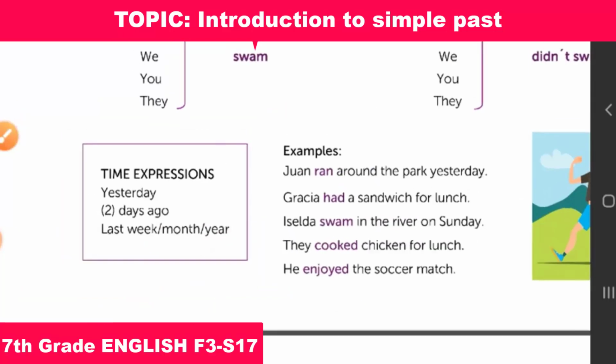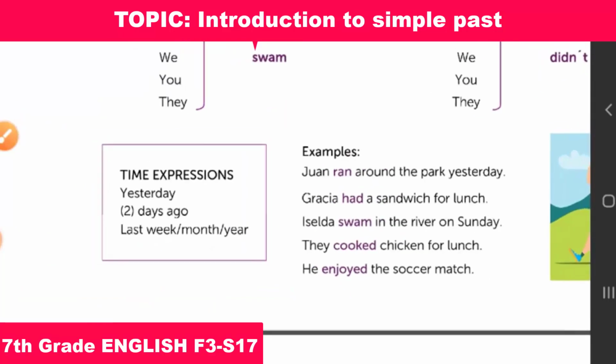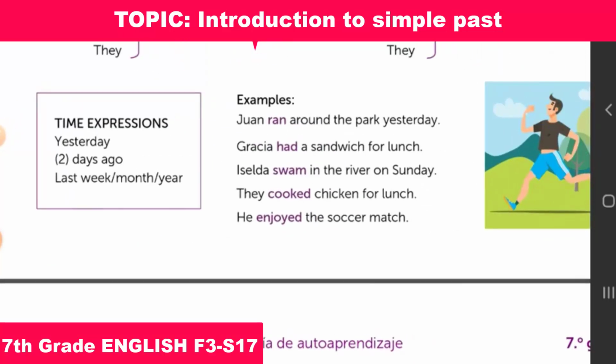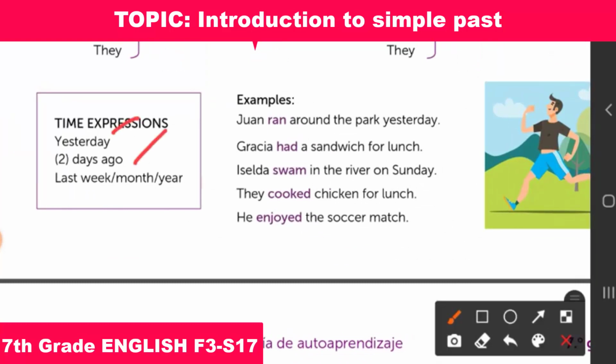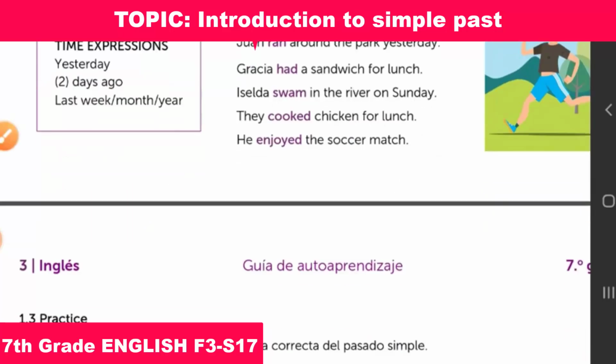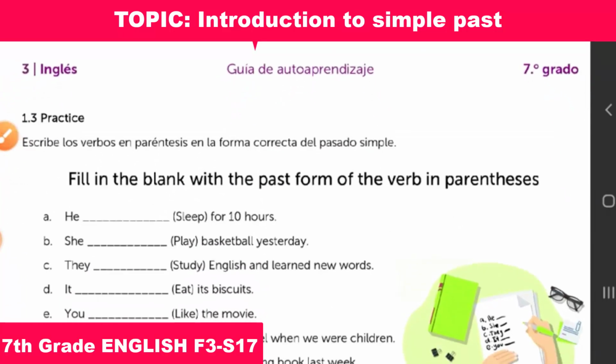Okay, so those are time expressions to talk about the past. Expresiones para hablar del pasado. Ayer, yesterday, 2 days ago, last week, la semana pasada, last month, el pasado mes, or last year, el pasado año. Okay, now continue with the practice.